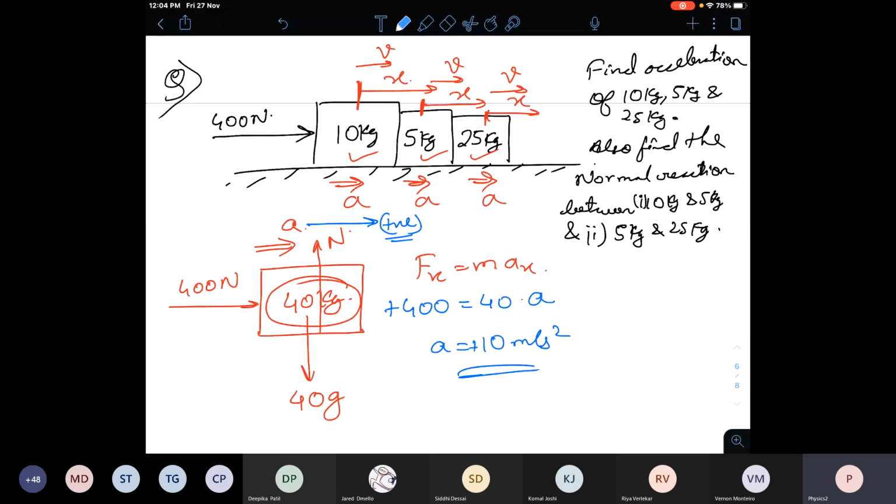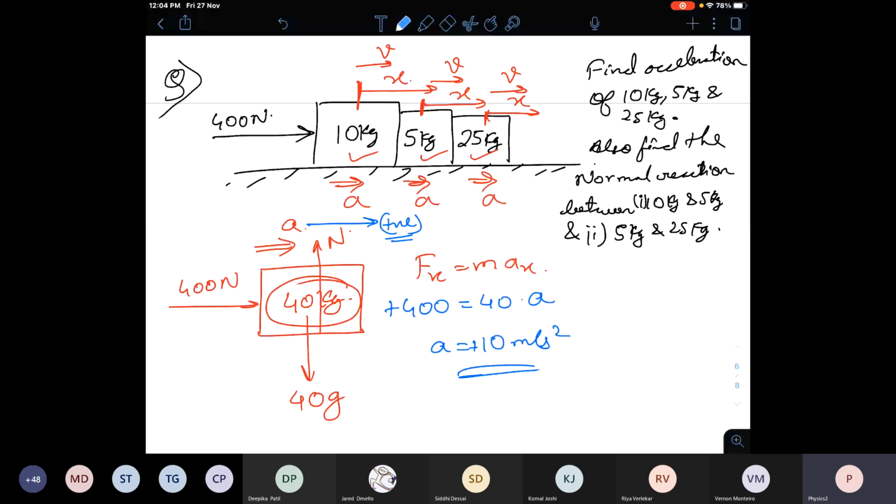You are getting the answer as a positive value only. That means the direction of acceleration which you have assumed is correct. In that direction only the acceleration will be there. So this was the acceleration, the first part is done.